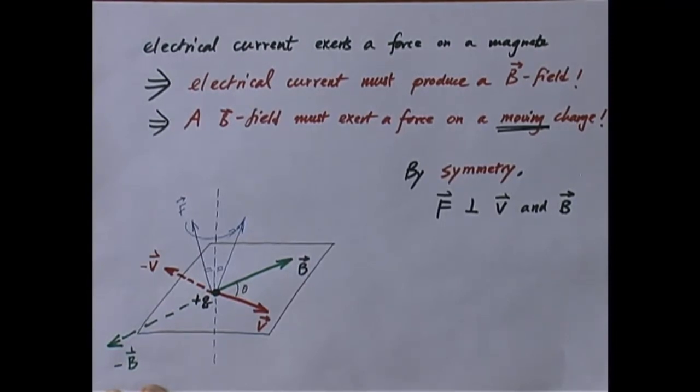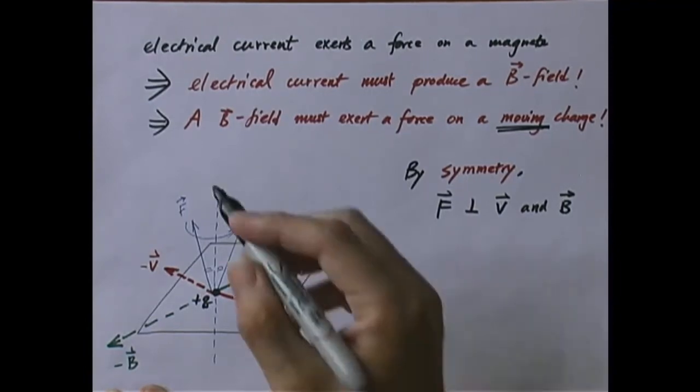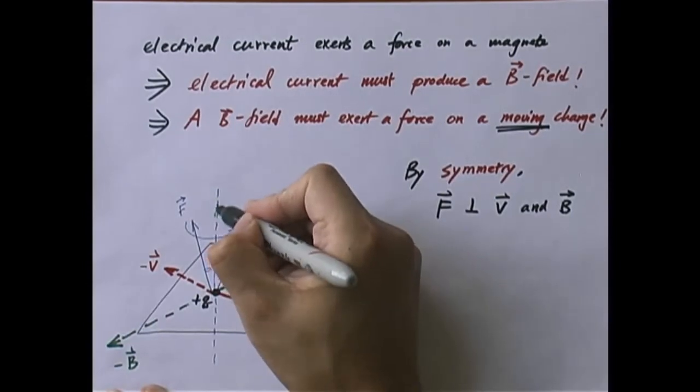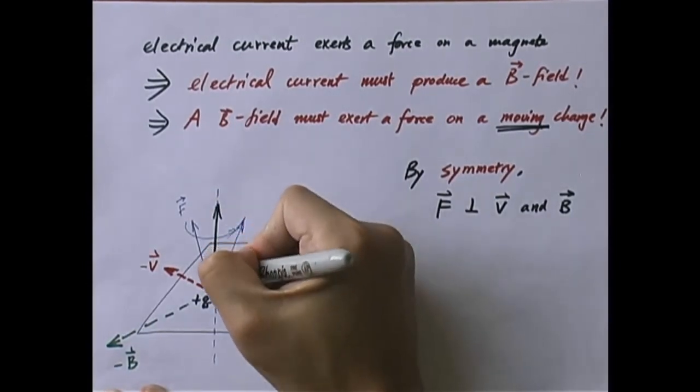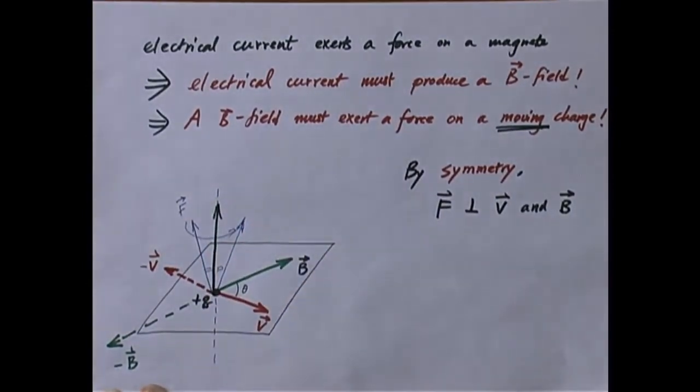How is that possible? That is only possible if this angle and that angle are both equal to 0, right? Then no matter what you do, even if you turn by 180 degrees, nothing should happen. And that means the only possible direction for F would be along that line, which is perpendicular to both V and B.